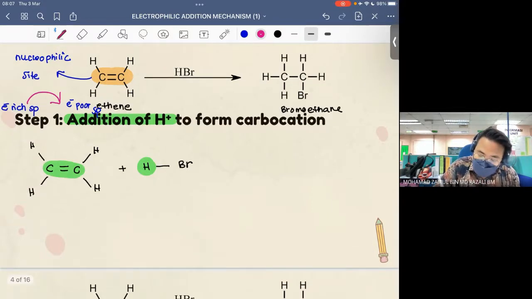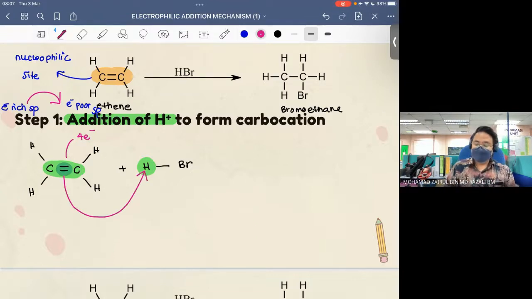So kalau awak tengok sini, dia ada double bond. Kalau double bond, meaning that dia ada 4 electron. So it can donate 2 of its electron, dia akan donate pergi, dia akan try to form bond dengan hydrogen. Awak ingat satu kali arrow itu represent 2 electron.